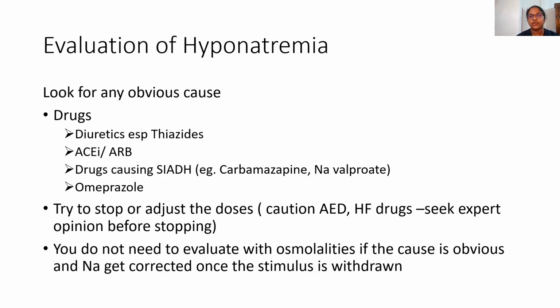And then you need to look for whether there are any obvious causes for hyponatremia. The common thing is drugs. Among them, diuretics are the main culprits. There are diuretics like thiazides, loop diuretics, and spironolactone, but among them, thiazide is the main drug causing hyponatremia. And also you have ACE inhibitors and ARBs, which lose sodium through your kidneys, and omeprazole, a commonly used drug. And there is a list of other drugs causing syndrome of inappropriate ADH secretion. I will give the list later.